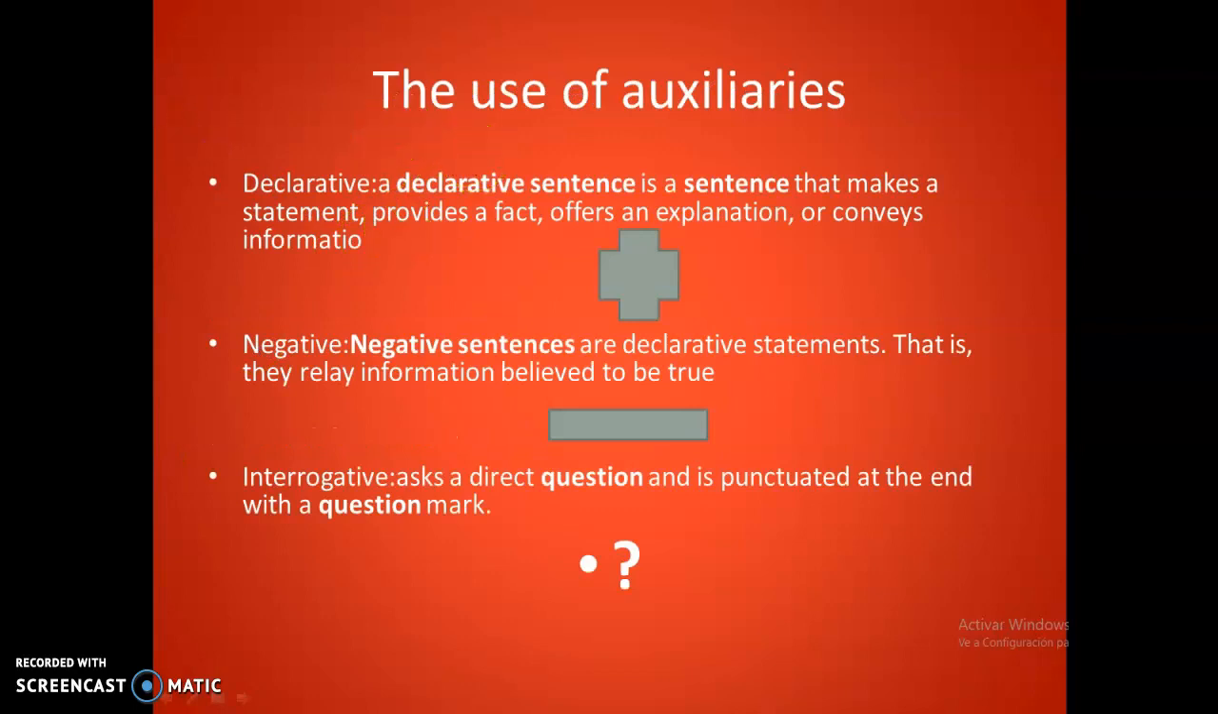So, we're going to check the use of auxiliaries. Declarative. A declarative sentence is a sentence that makes a statement, provides a fact, offers an explanation, or conveys information. This is kind of positive. And negative sentences are declarative statements that relay information believed to be true. Now, interrogative asks a direct question and is punctuated at the end with a question mark.